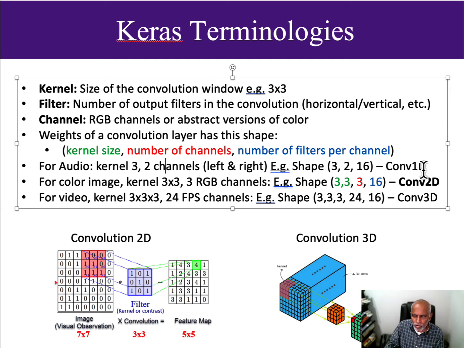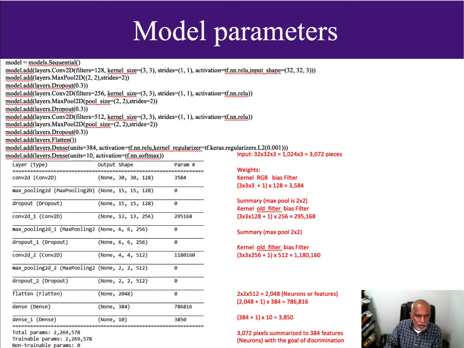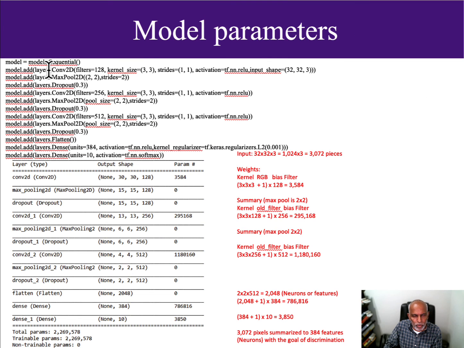It's also called convolution 1D for audio channel. For color image, we have convolution 2D. For video, we have convolution 3D. And these are some standard shapes to think about, for you to understand when to use what under these 3 types of data, that is audio, color image, and video.